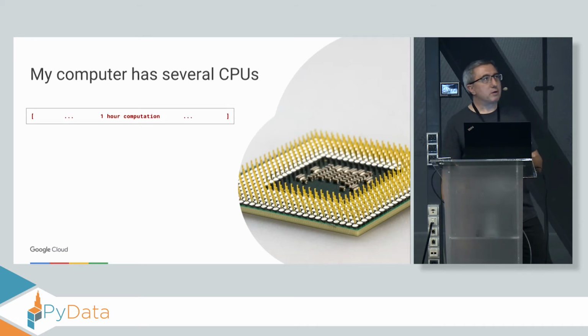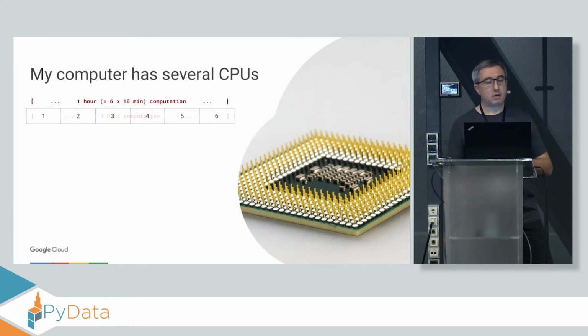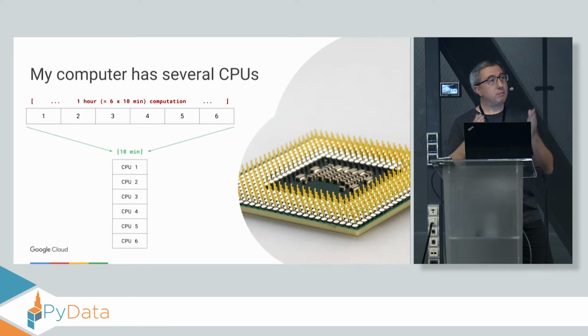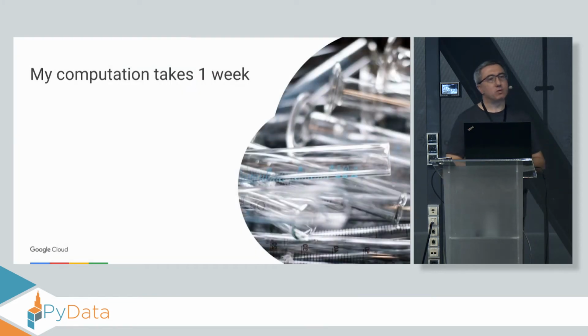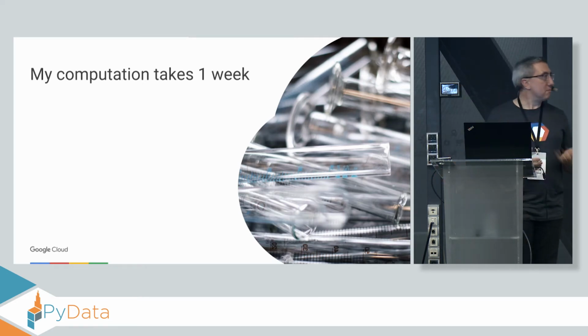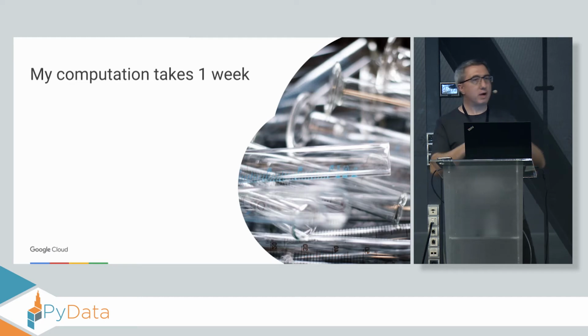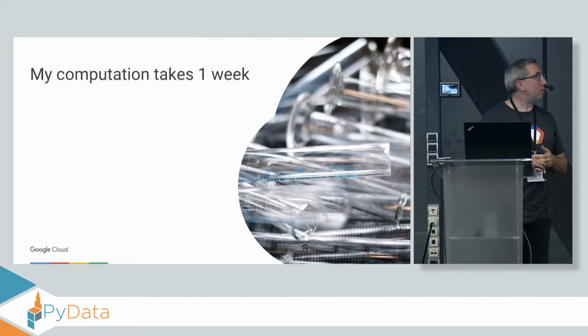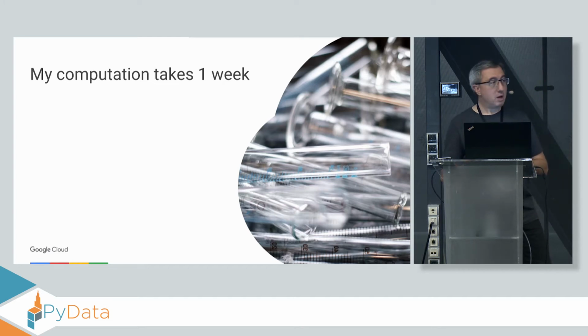As of today, all of our computers have several CPUs, so logical CPUs within the same core. If I take this example, I have a 1-hour computation. If I can cut it into 6 chunks, I'm going to be able to run my 1-hour computation in 10 minutes, right? I'm going to run this 10 minutes over 6 different cores. But what if my computation takes 1 week? In this case, I'm not going to be able to do it, even though I have a few servers at home or in my company. There's no way. In the best case, it's going to take maybe a few days.